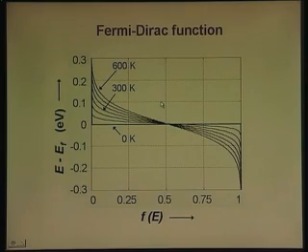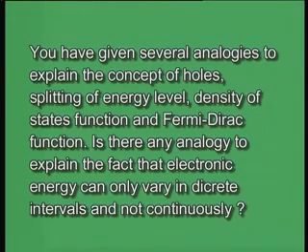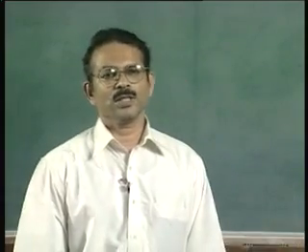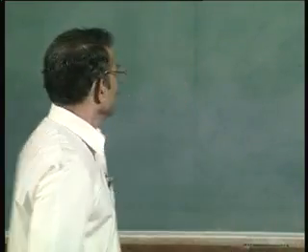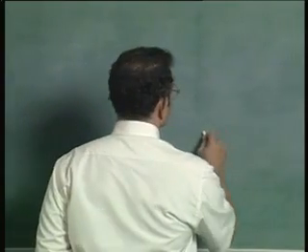Any other question? Sir, you have given several analogies to explain the concept of holes, splitting of energy levels, density of states function and Fermi Dirac function. Is there any analogy to explain the fact that electronic energy can only vary in discrete intervals and not continuously? Yes, there are several analogies to explain this fact. A simple analogy is as follows.